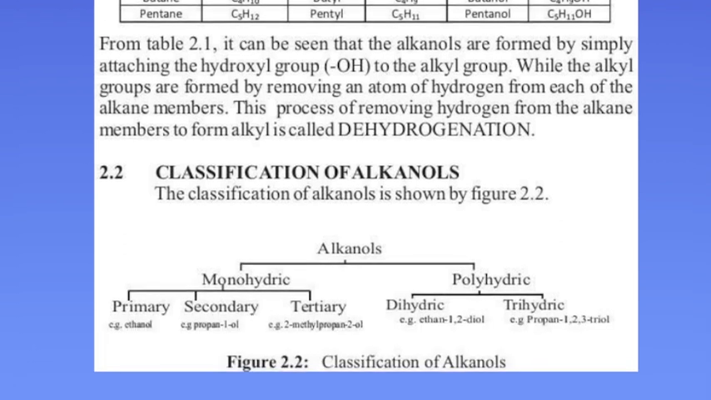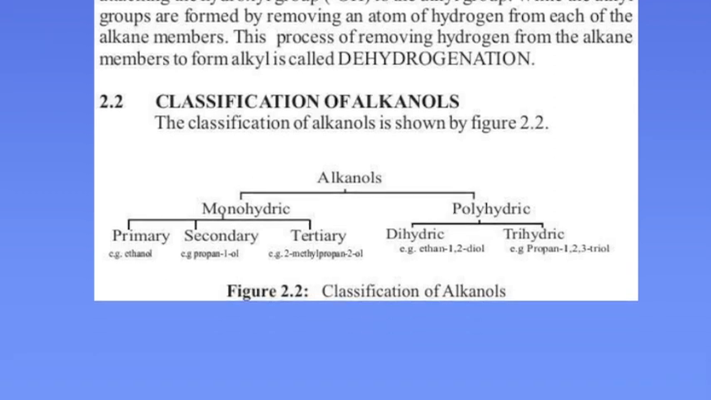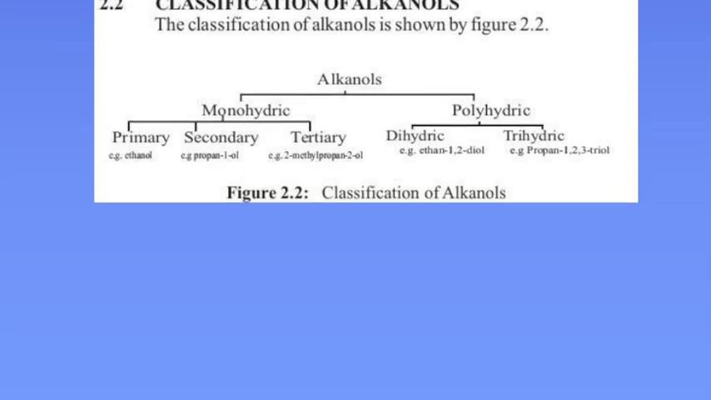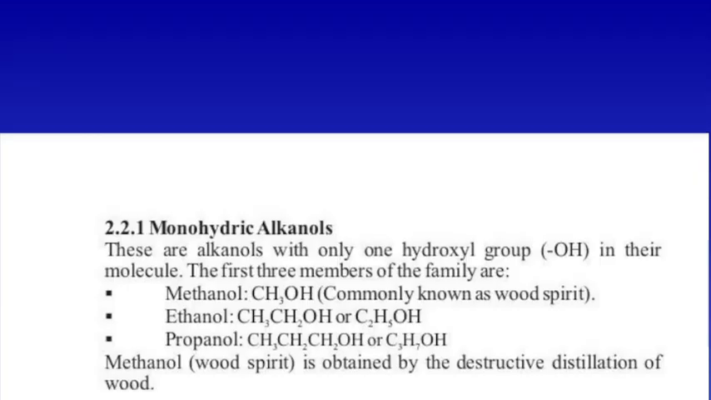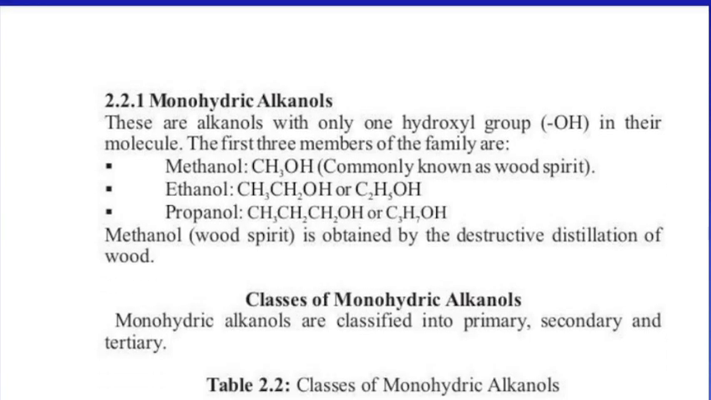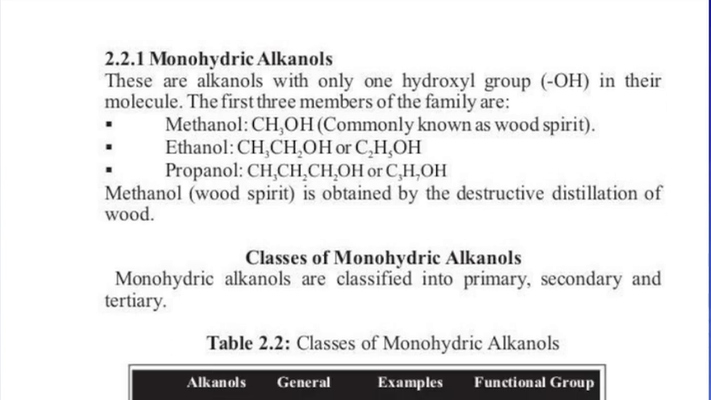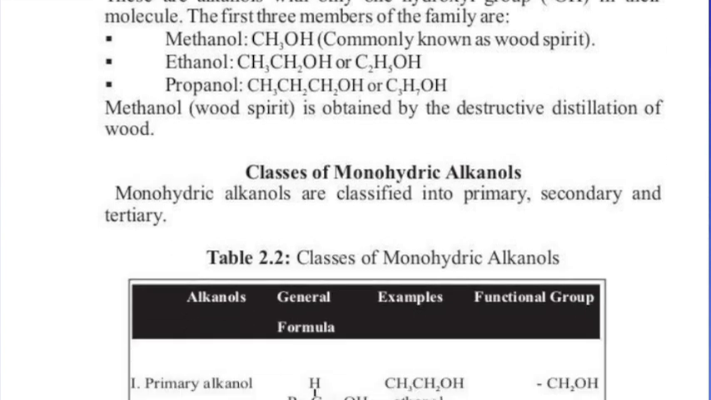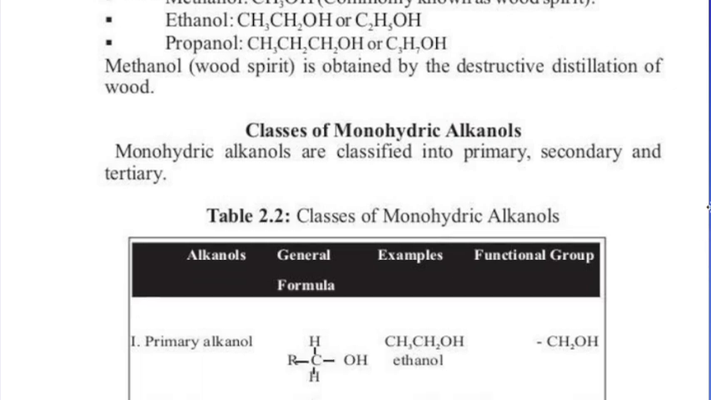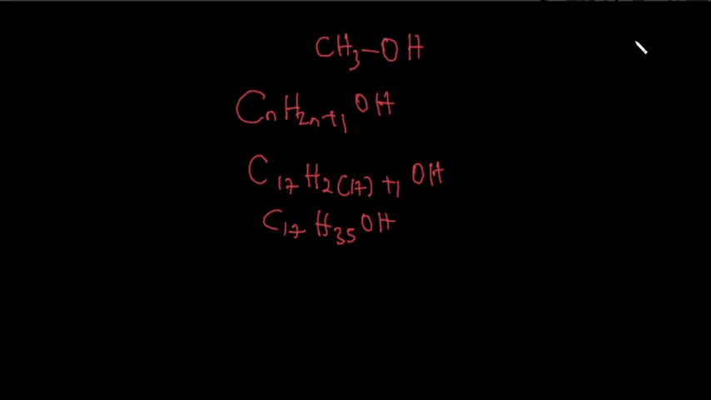Let's consider the classes of an alkanol. Alkanols can either be monohydric or polyhydric. When you say an alkanol is monohydric, it means that it contains only one hydroxyl group. On the other hand, if it is polyhydric, it contains more than one hydroxyl group. This monohydric alkanol is further classified into primary, secondary, and tertiary. To understand this fully, we would need to understand the classes of carbon. So, let's consider the classes of carbon.